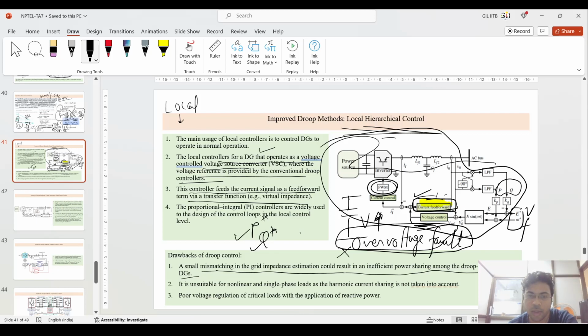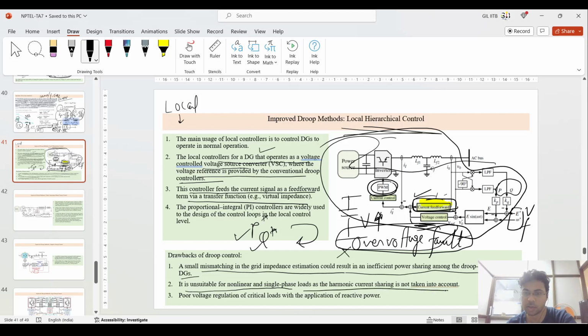If there is an error in that, how should you operate in the same fashion? Okay, so there to avoid the internal circulating currents, you have to generate the exact amount of these current references, and it is unsuitable for non-linear and single phase loads, as the harmonic current is also sharing.